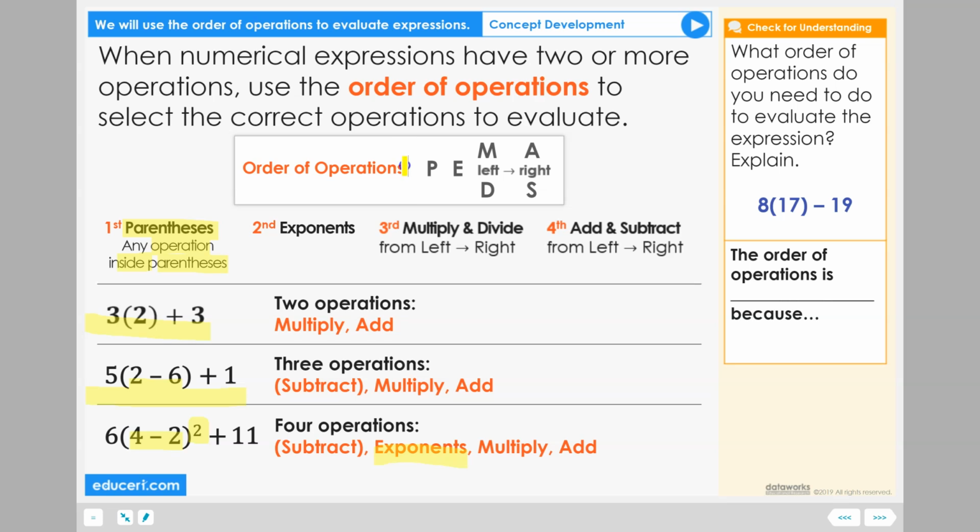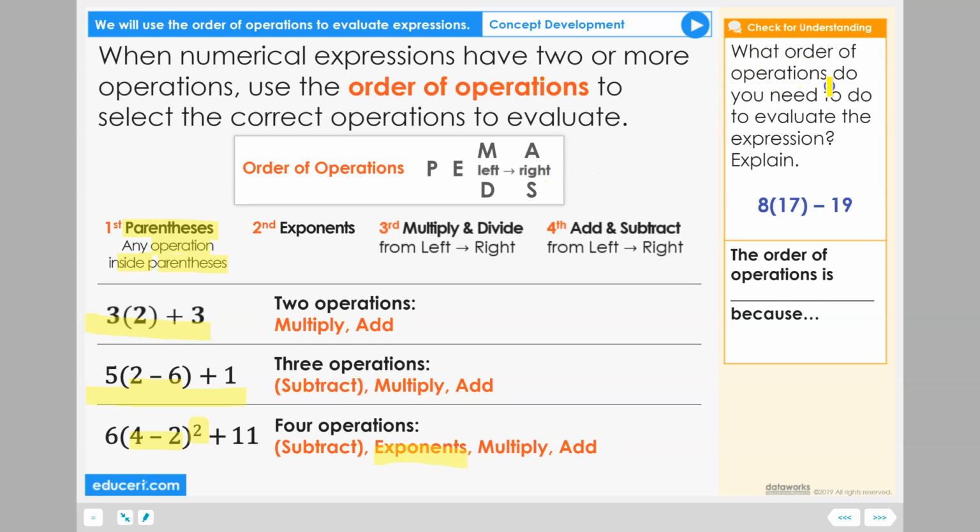We use this notation as a quick way to remember the order. P for operations inside of parentheses, E for exponents, multiply, divide from left to right, and add, subtract from left to right. Let's check for understanding.